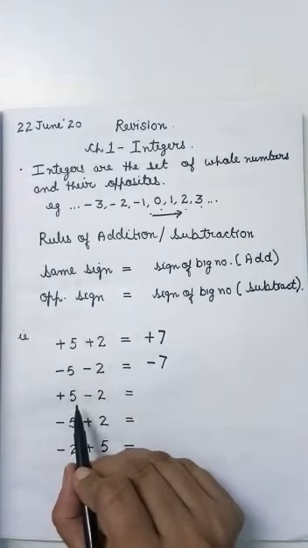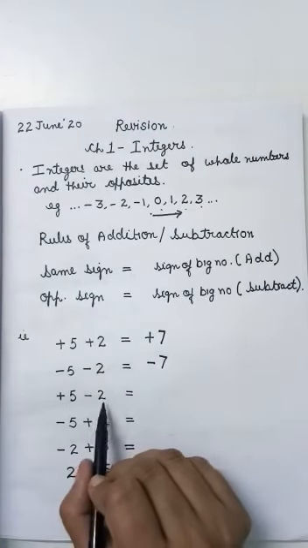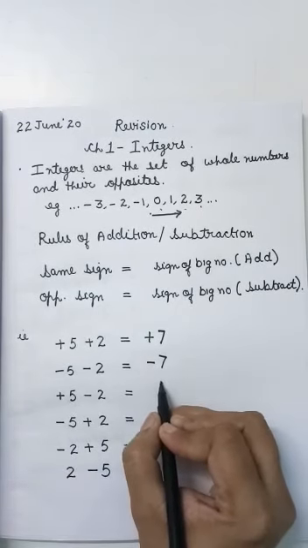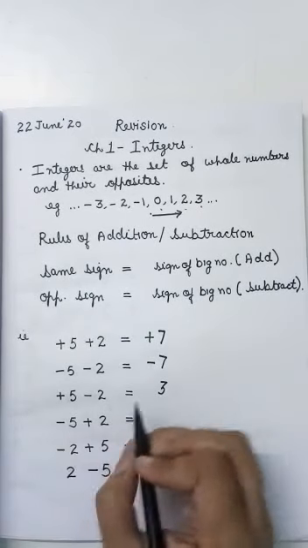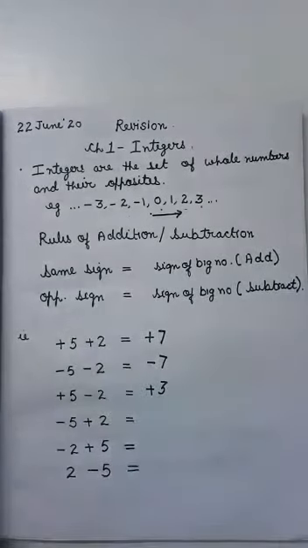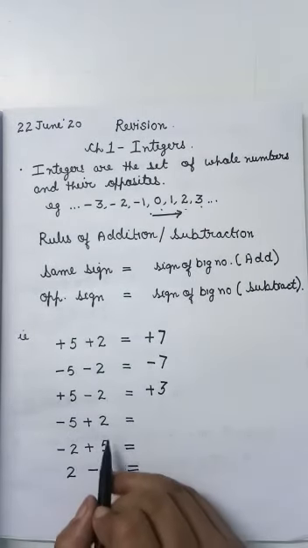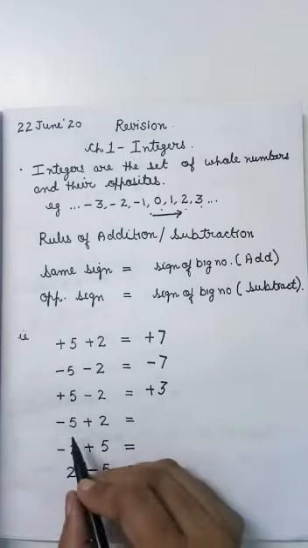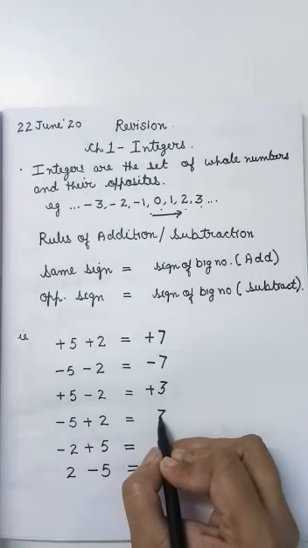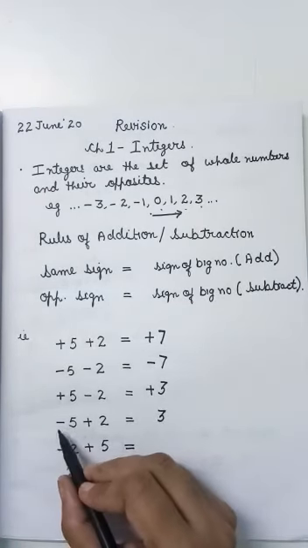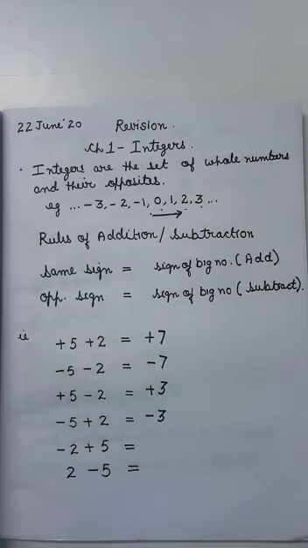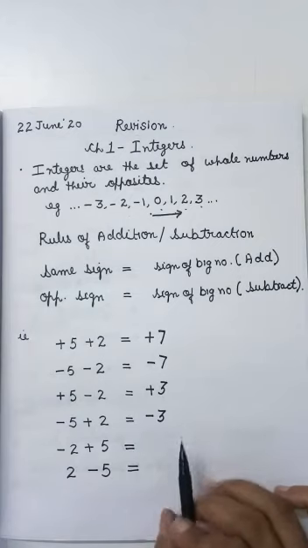Now see here, this is plus 5 minus 2. The opposite signs are there. So you will subtract 2 from 5. This becomes 3. Now the sign of 5 here is plus. Right? Now here, one number is negative, one is positive, means opposite sign. Again we have to subtract. 5 minus 2 becomes 3. But here the sign of 5 is negative. So you have to write minus sign. So minus 5 plus 2 becomes minus 3.